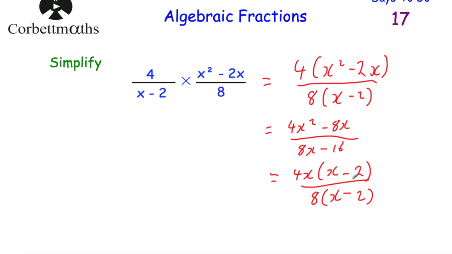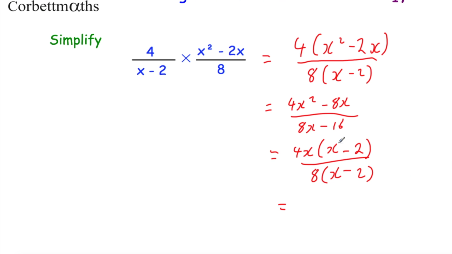So factorize the numerator and factorize the denominator, now we can cancel down. We can divide both the numerator and denominator by x minus 2, so they cancel out. And then we've got 4x over 8, we can divide both the numerator and denominator by 4, so that would leave us with x over 2. So the answer would be x over 2, and that's it.